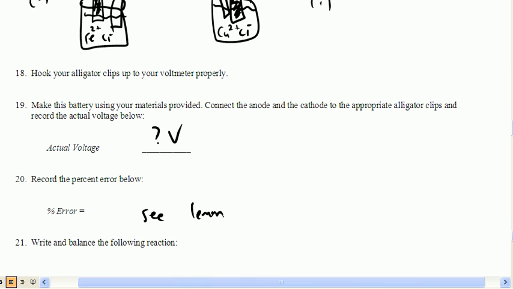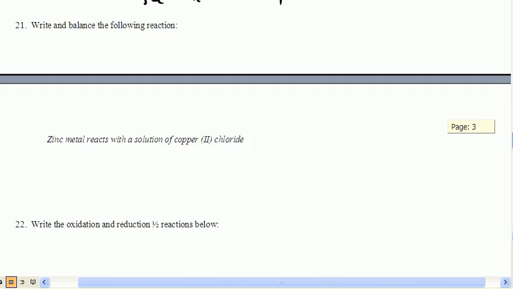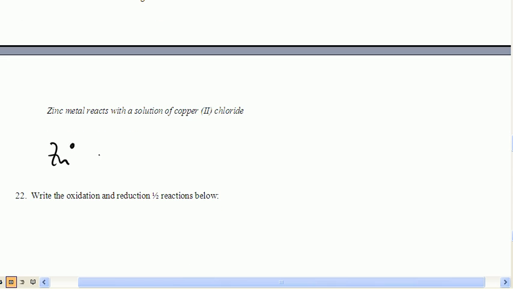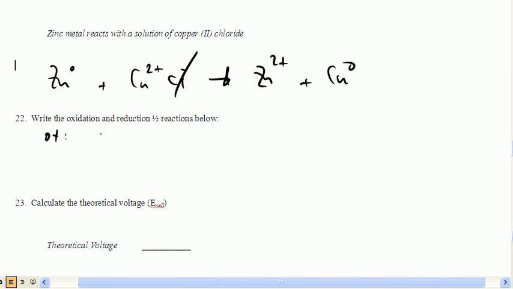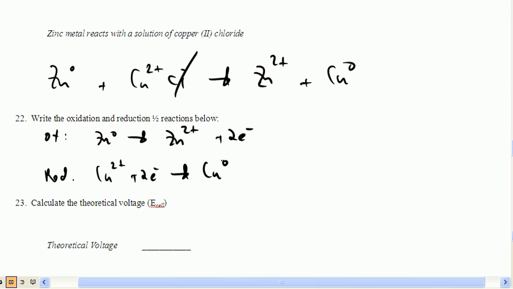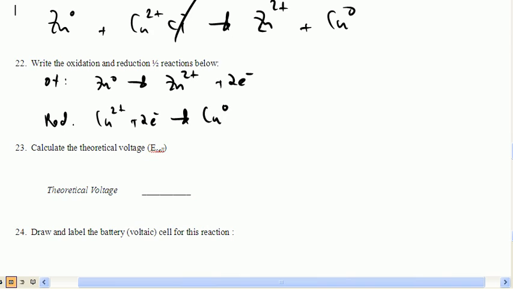See the lemon battery for how to do this calculation. Next reaction: Zn0 plus Cu2 plus Cl minus goes to Zn2 plus and Cu0. Cl is my spectator. The oxidation reaction is going to be Zn0 going to Zn2 plus 2 electrons, and the reduction half reaction is going to be Cu2 plus 2 electrons goes to Cu0. This is a very, very common reaction.